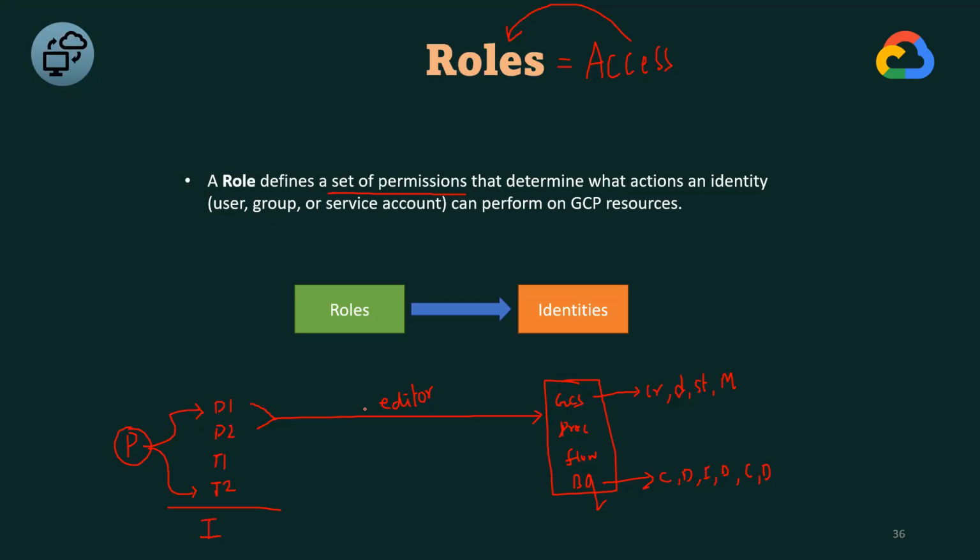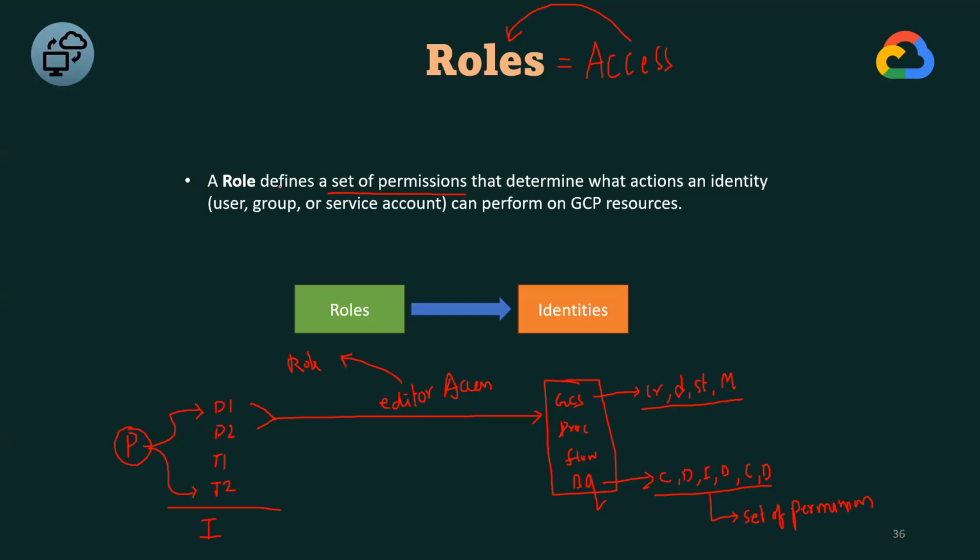When I say editor access, I am talking about the permissions here. You see, create permission, delete permission, store permission, manage access permission, create a dataset permission, delete a dataset permission. What are these? A set of permissions. And this kind of editor access we are calling a role. That's it, sir. A role defines a set of permissions.